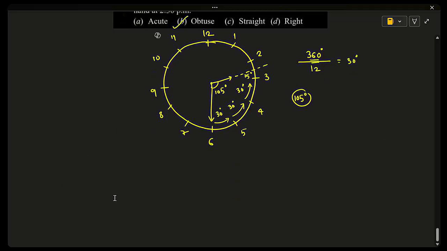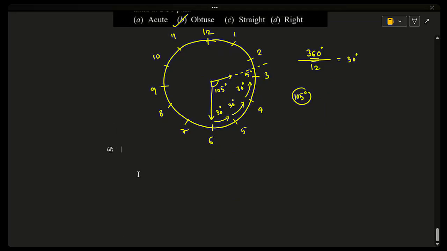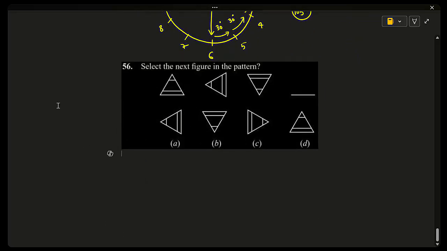Fifty-sixth question. Select the next figure in the pattern. So the figure is, I think, rotating by 90 degrees anti-clockwise. Yes, this figure is also rotating. So let us say this is pointing towards north, this is pointing towards west, this is pointing towards south. So the next one should be pointing towards the east with this pattern, and it is there in option C. So it's rotating 90 degrees anti-clockwise every step. Next question, 57th one.